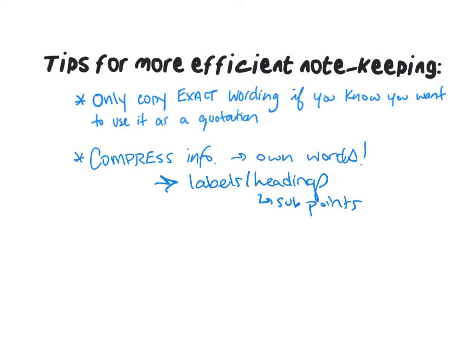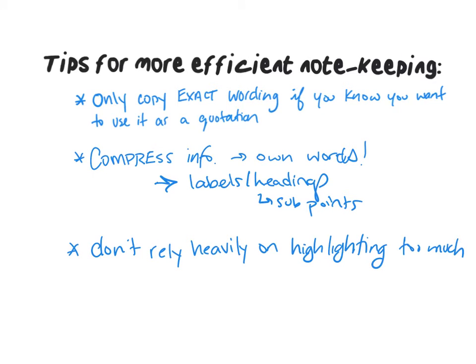For print sources, don't depend on underlining and highlighting. Find your own words for notes in the margins or on sticky notes if you don't want to mark up your book. Doing these things can not only save you time, but they actually help you understand your topic better because you're taking it, absorbing it, and then putting it back out onto paper in your own words. And that's really important. Why is that important?